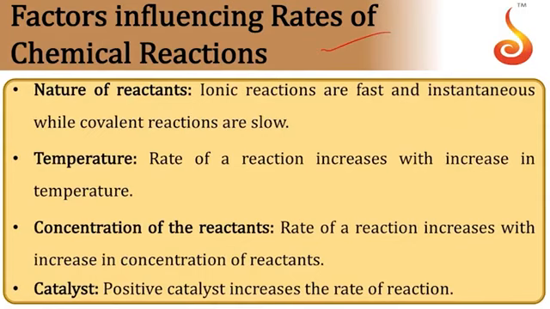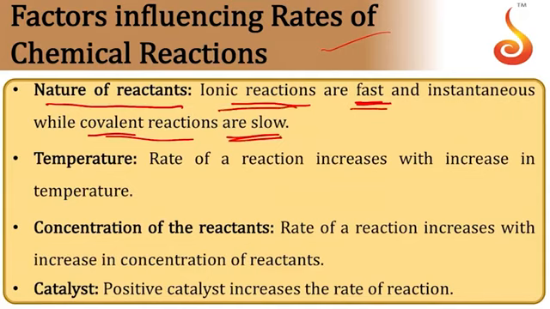Next, the factors which influence the rate of reaction. First one is the nature of reacting substances. Ionic reactions are very fast when compared to covalent reactions, because in ionic reactions only rearrangement of ions takes place. In covalent reactions, the existing bonds have to break and new bonds have to form, which takes a certain period of time, therefore covalent reactions are slow. So finally, ionic reactions are fast and covalent reactions are slow.